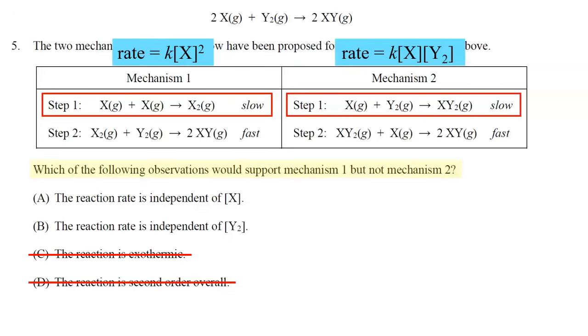Mechanism 1 does not feature any concentration of the substance Y2, so if the reaction rate is independent of substance Y2, then that would support mechanism 1, which does not feature Y2 at all in the rate law. But it would not support mechanism 2 because substance Y2 is in fact included in that rate law. So the absence of substance Y2 from the rate law would be something unique to mechanism 1, but not mechanism 2. So the correct answer to question 5 is choice B.